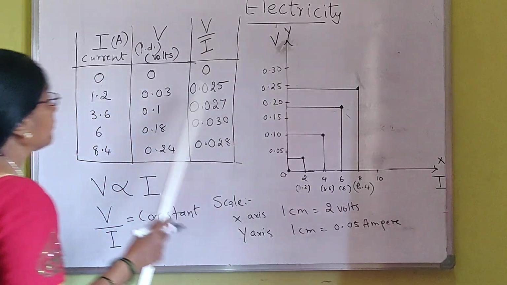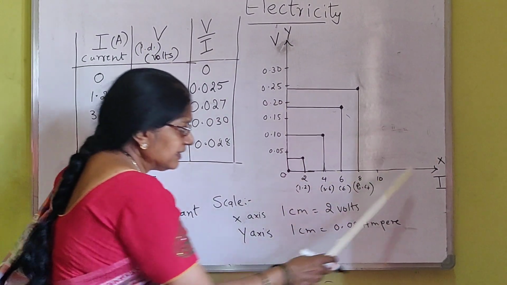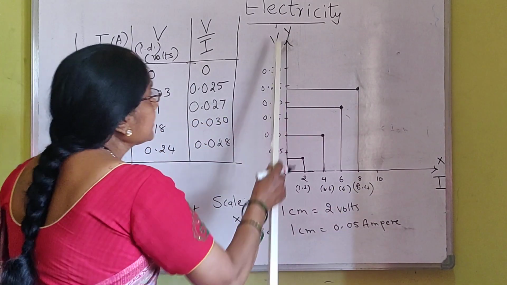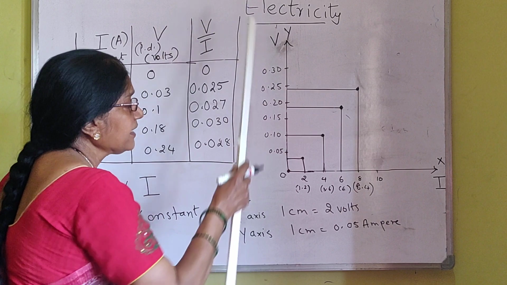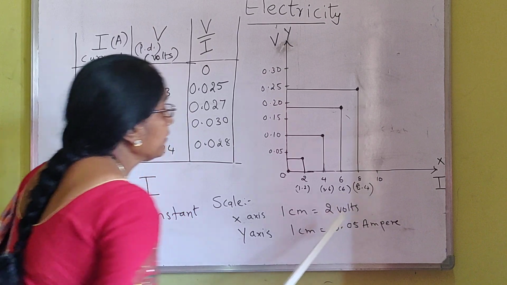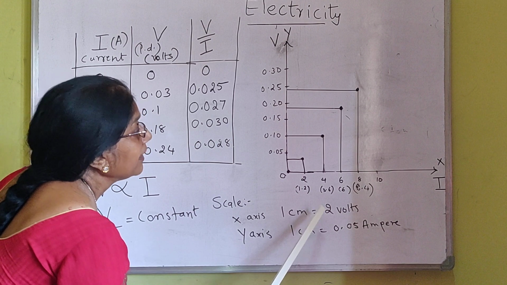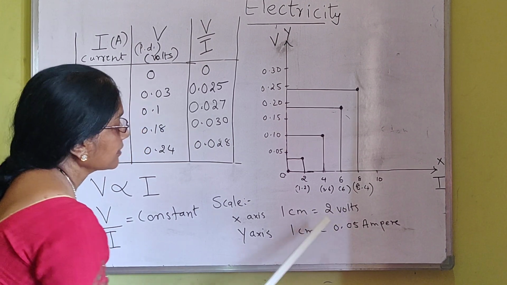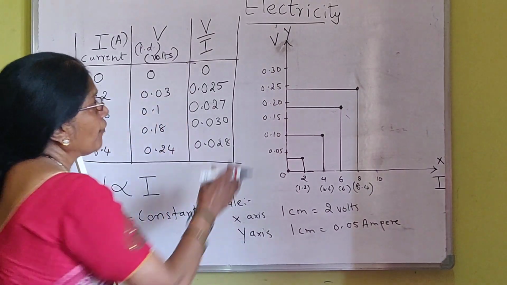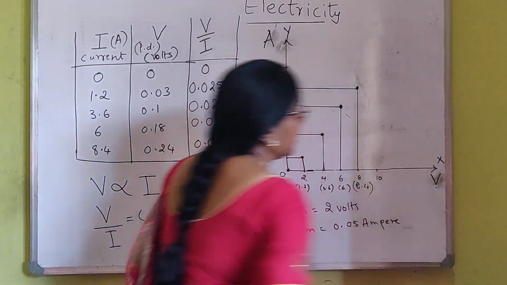Let us see how to represent these measures in the form of a graph. This is the x-axis on which the current is represented, and this is the y-axis on which voltage or potential difference is represented. Here we have to take a scale, and you have to be very careful while taking a scale. Here I have taken on x-axis 1 centimeter equal to 2 volts, and on y-axis 1 centimeter equal to 0.25 ampere. So this is the ampere and this is the voltage.